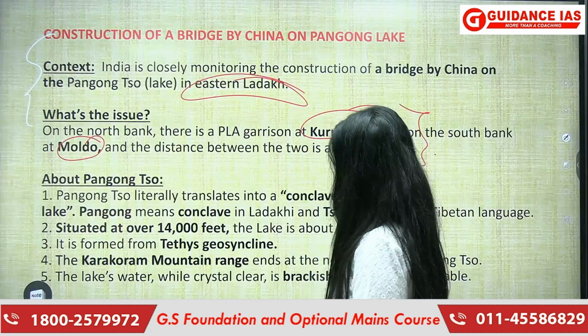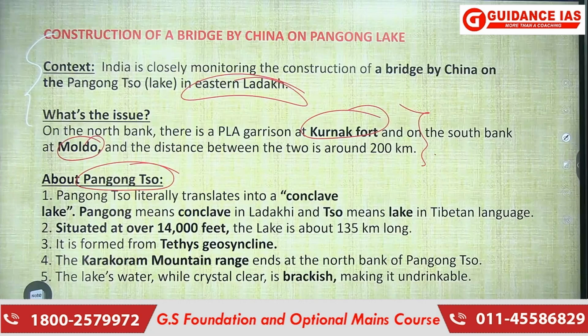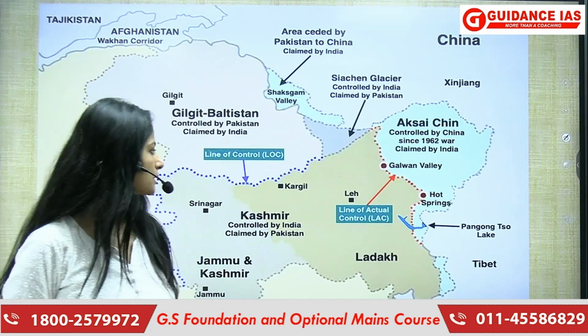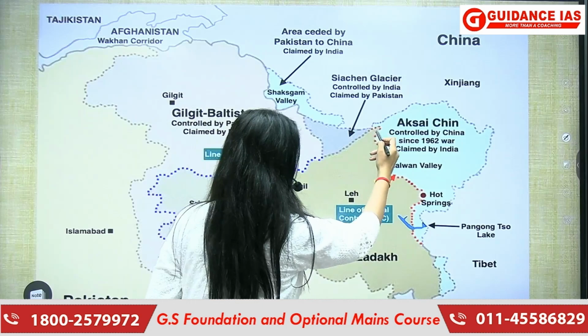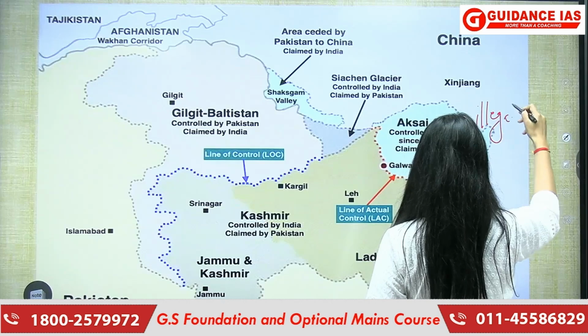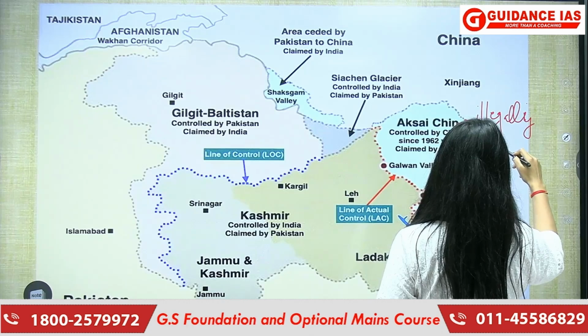Before coming to the factual points about Pangong Lake, let me take you to this mapping portion wherein we'll see which area exactly we are dealing with in this particular topic. So in this map, as you can see here, this red line is the LAC, the Line of Actual Control. On its side you will see Aksai Chin, which is illegally occupied by China, right?